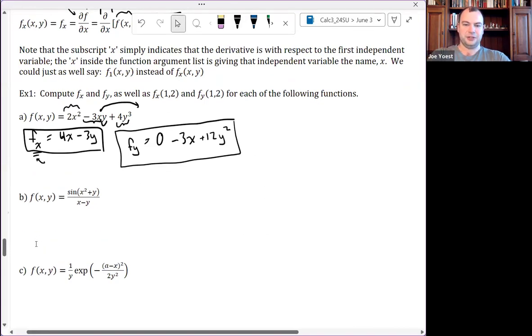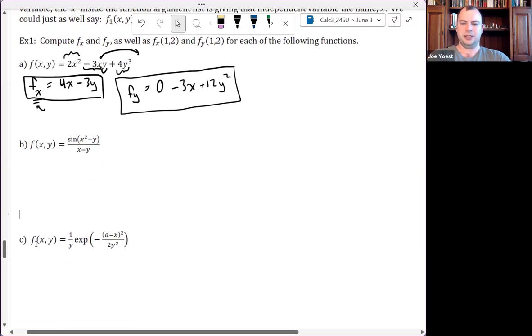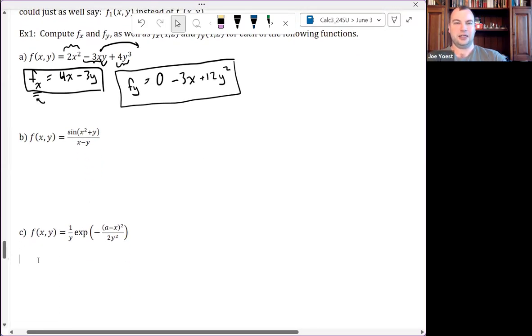This seems very strange the first 2 or 3 times you do it, and then it kind of clicks and you're just like, oh, okay, this is actually really easy.